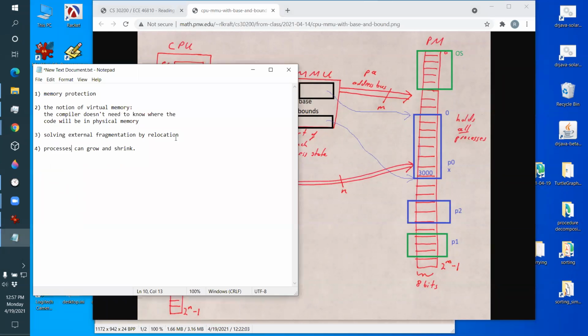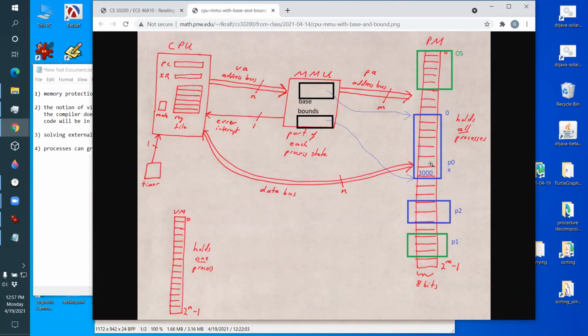And then external fragmentation is solved because it's relatively easy to move these processes. It's time consuming, but when you move a process, you just change its base register and its bound register, and then the process is good to go in a new location. And processes can grow and shrink. Okay, so that's what we have with base and bounds.